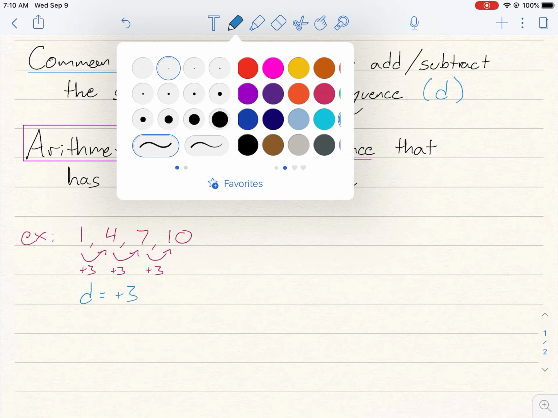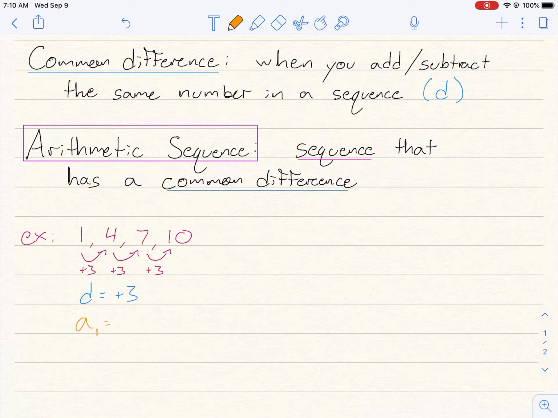And then we're also going to define different sub-numbers here. So what I mean by that is like a sub 1 is the first term. So this is first term. And in this sequence, a sub 1 is 1. I could also find a sub 2, and that would be 4. This is second term. So sometimes we may look for a specific term within that sequence. It will eventually build up to those.